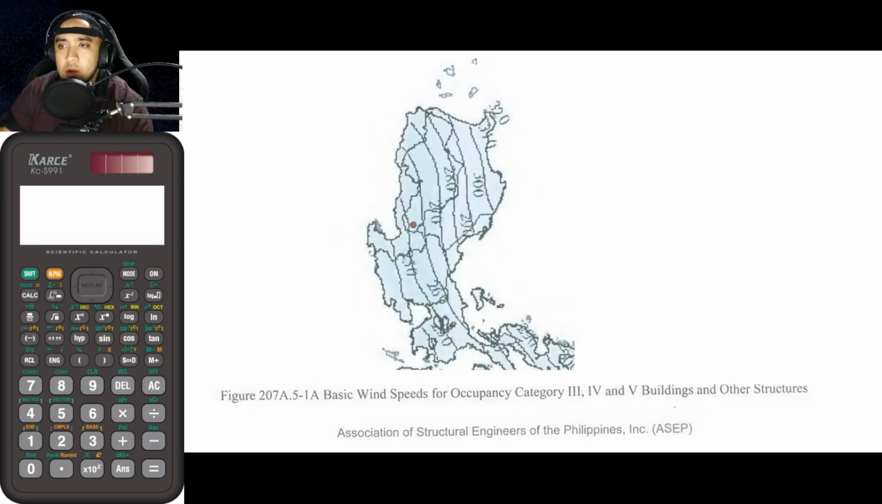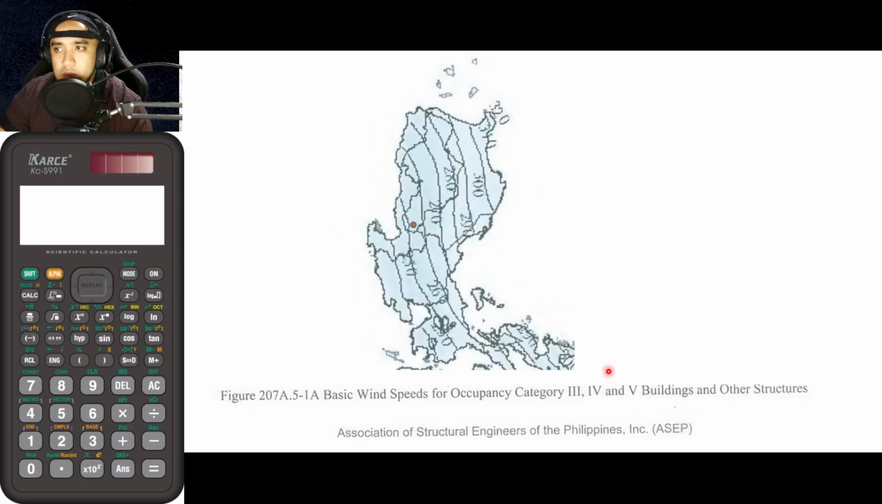So if you go to this figure, Figure 207A.5-1A, this is for basic wind speeds for occupancy categories 3, 4, and 5. Once again, our structure is considered as occupancy category 4. So of course, we would be making use of this equation.